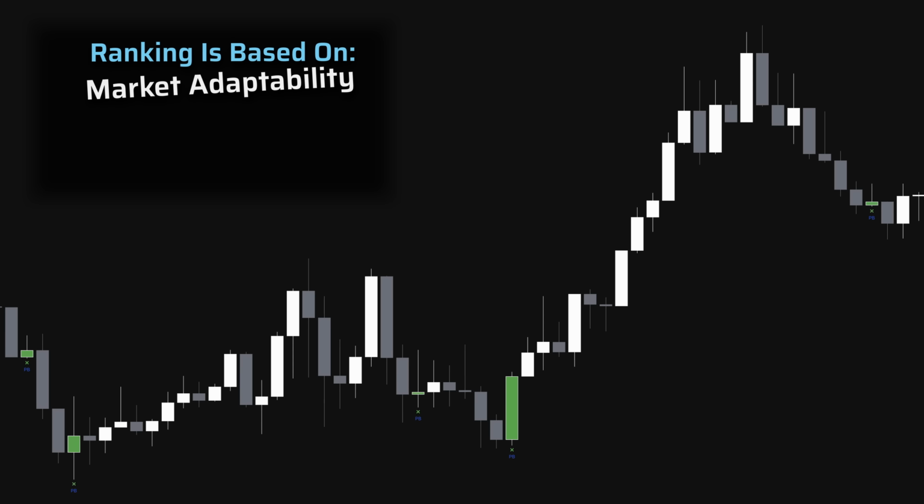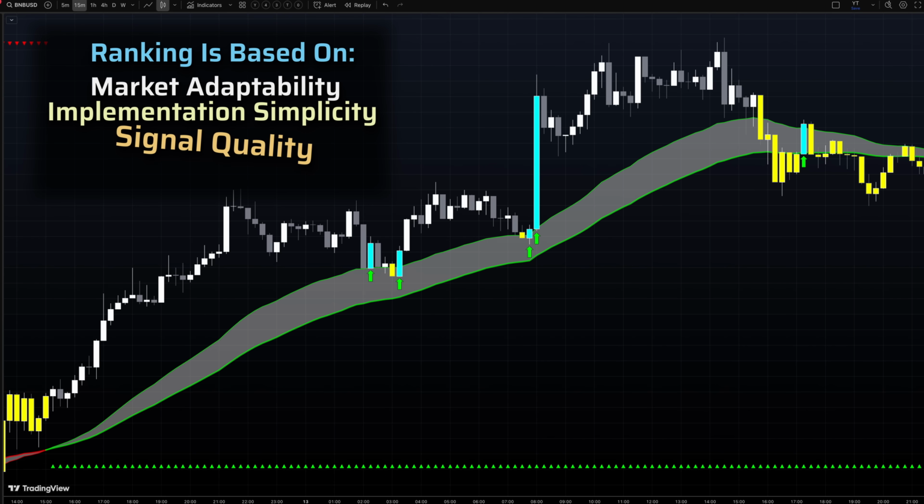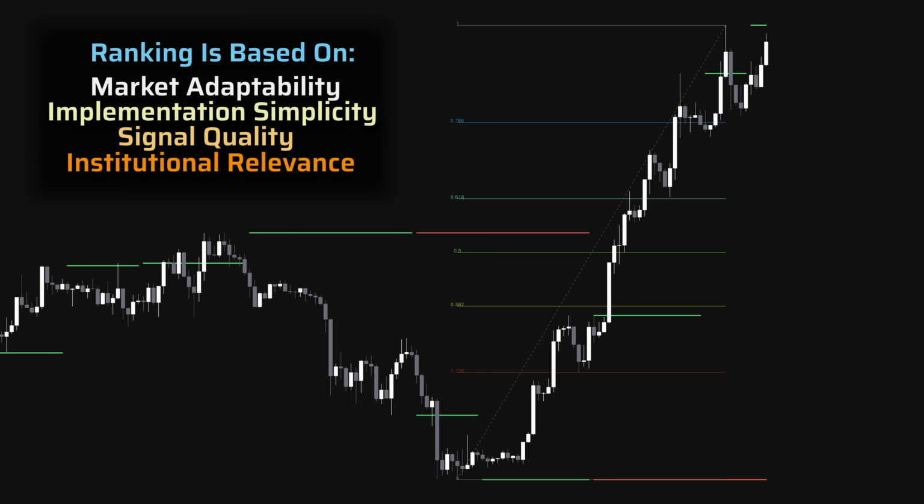You asked for it. 7 pullback indicators, ranked and reviewed. Same scoring system as always, no fluff. Let's dive in.